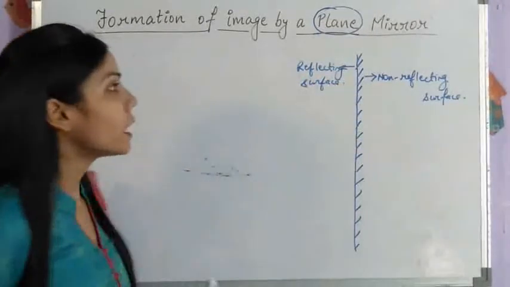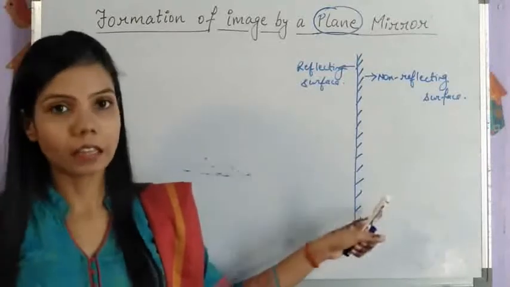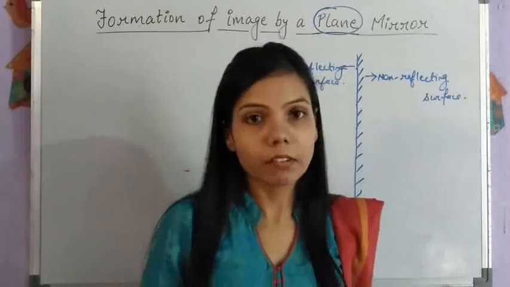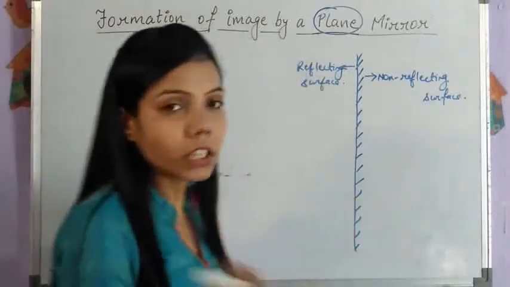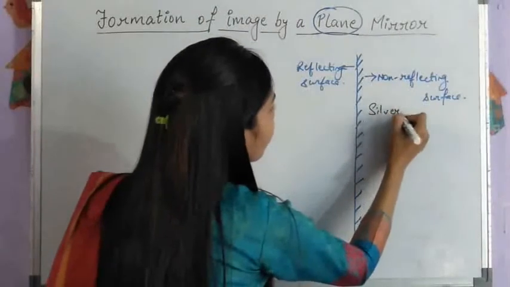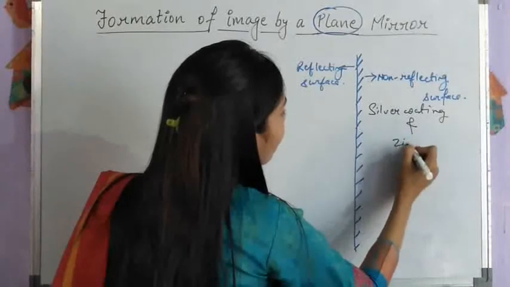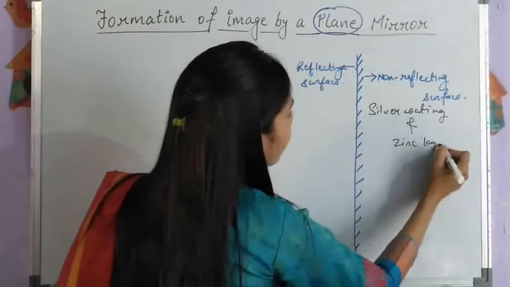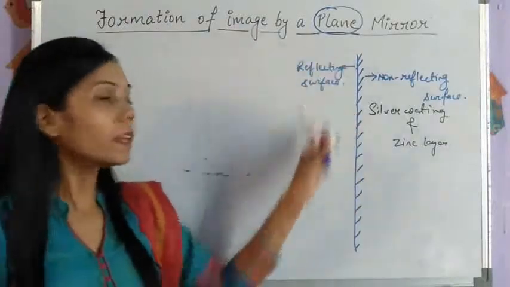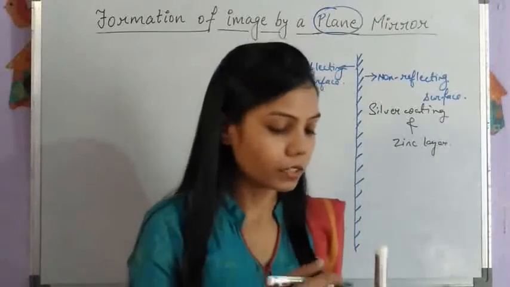Now in a plane mirror, the part which is behind the glass, which is the non-reflecting surface, has a silver coating as well as a layer of zinc, coated such that reflection should take place from this surface. And this surface will not allow the light to pass through it.